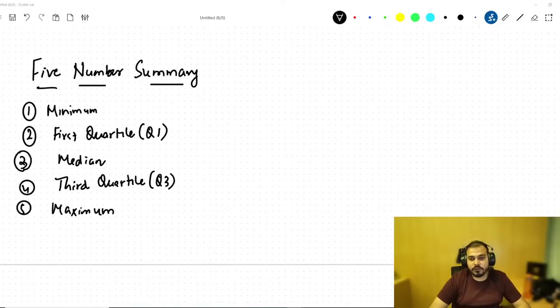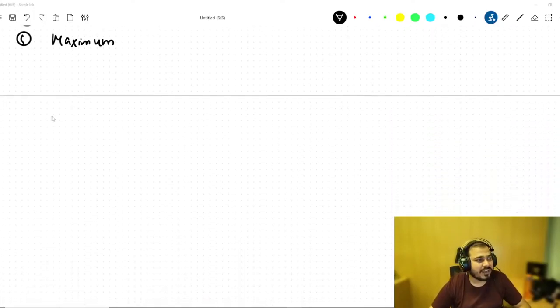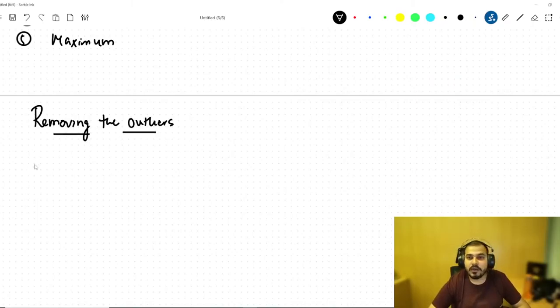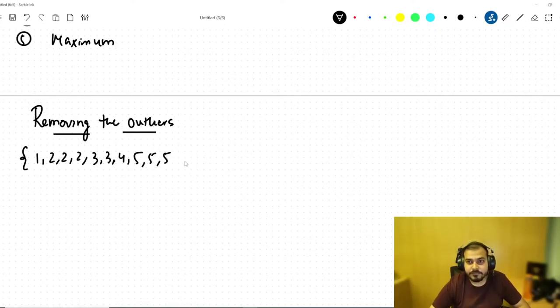Okay. So let's take one example and see how, with the help of 5-number summary, we remove an outlier. Removing an outlier is a very important thing, which is also called IQR. So here we are going to discuss removing the outliers. Let's consider that I have one data set which is like this: 1, 2, 2, 3, 3, 4, 5, 5, 5, 6, 6, 6, 6, 7, 8, 8, 9, 27.